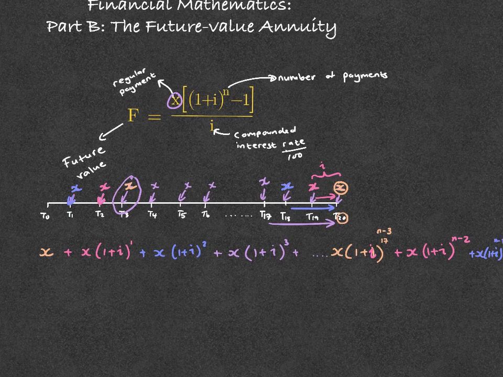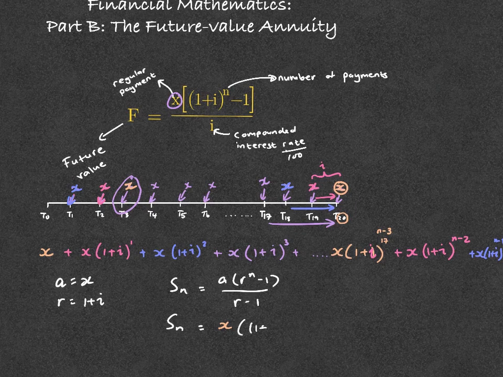You get a geometric sequence. Okay, beautiful. So our first term is equal to x, and our ratio is equal to 1 plus i, and we don't know how many terms there are, so we're going to find the sum. So Sn is equal to a times r to the n minus 1 over r minus 1. So Sn is equal to a, which is x, that first payment amount, and then r is 1 plus i, to the power of n minus 1, over r, which is 1 plus i minus 1. And what do you do if you simplify?